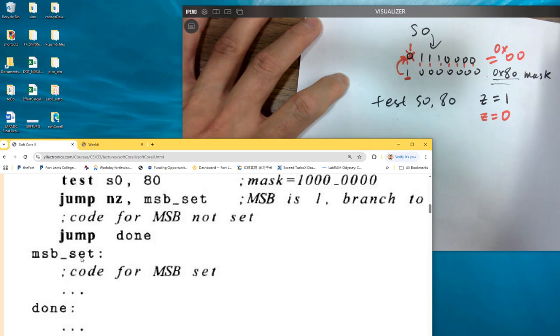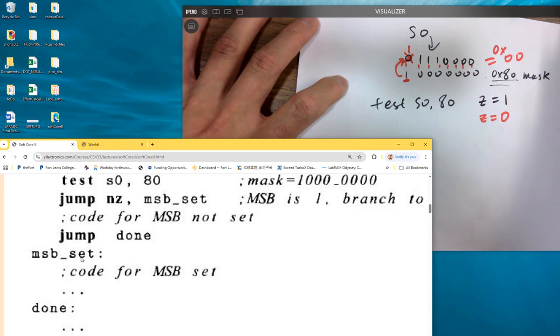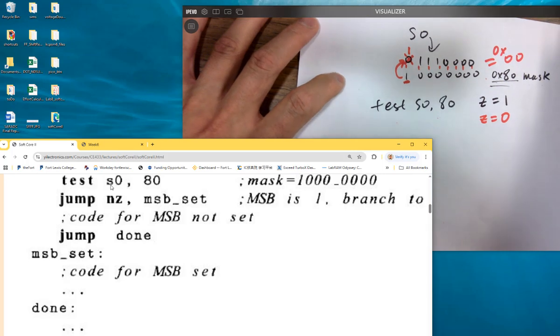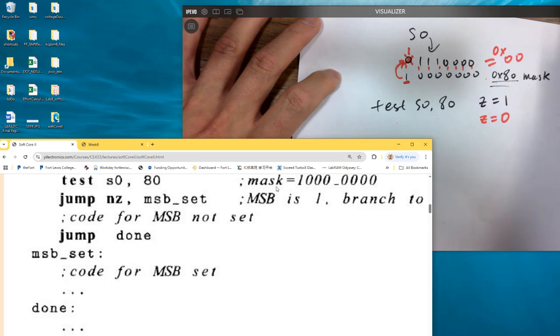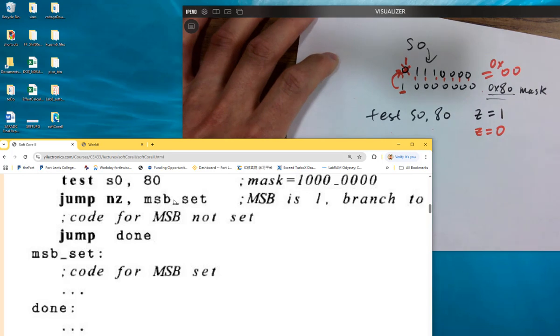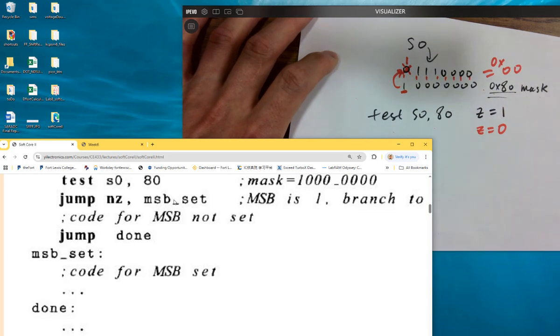If Z is set or the 0 flag is on, where does it go? Oh yes, that's right. The 0 flag being on goes to done, right? Yeah, okay. If it's non-Z, it goes to MSB set. All right. It's recorded, you can always come back to this video to check, right? So similar thing for your problem number 4.